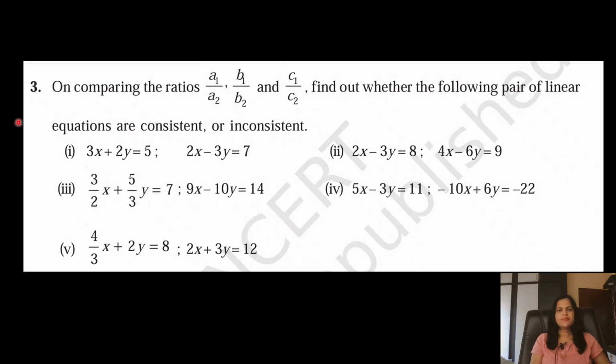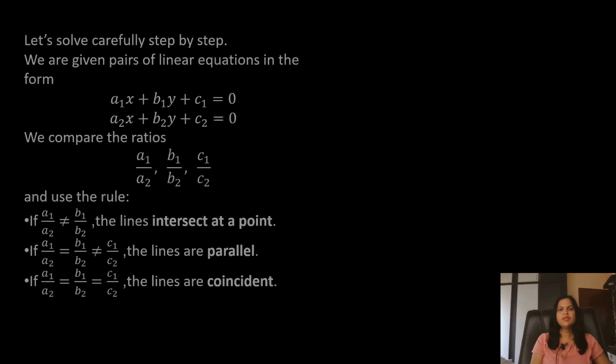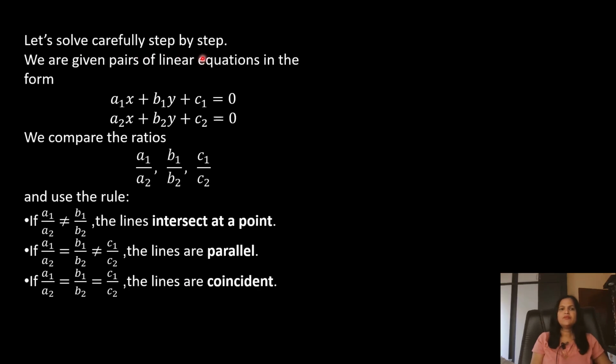Question number 3. On comparing the ratios a1 by a2, b1 by b2, and c1 by c2, find out whether the following pair of linear equations are consistent or inconsistent. First one, let's solve. Let's solve carefully step by step.